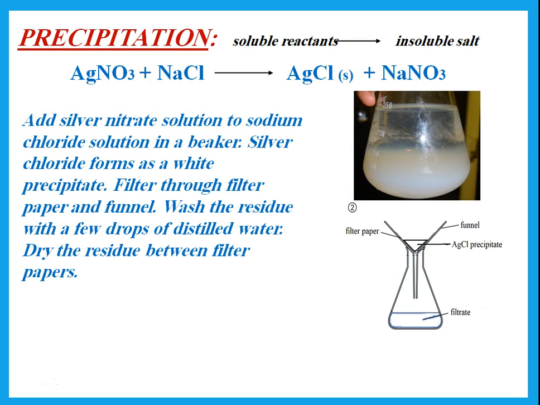So I just wash this. I don't do any crystallization here because I don't want the filtrate. The filtrate is sodium nitrate solution. I don't want sodium nitrate. I want the silver chloride, which is the white solid that remains in the filter paper. So I just wash the residue with a few drops of distilled water and dry between filter papers. Are we following?